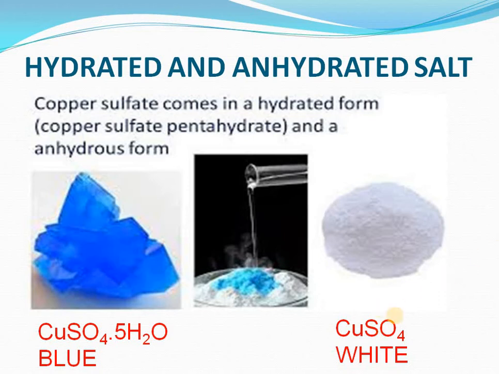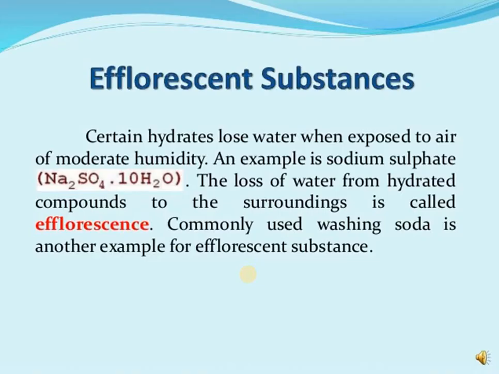And for example, you take copper sulfate anhydrous and add a few drops of water into it. See here, this white changes to blue. So the question can be asked: what do you observe when a few drops of water is added to anhydrous copper sulfate? You will say that anhydrous copper sulfate, which is white in color, changes into blue. So this is what we have to write in the observation.